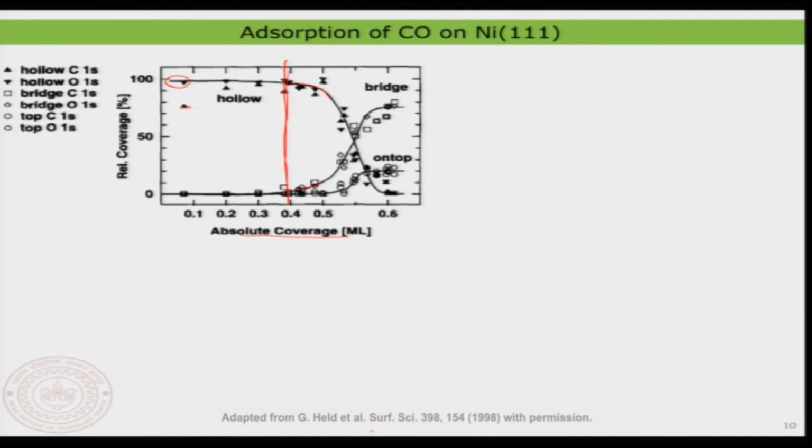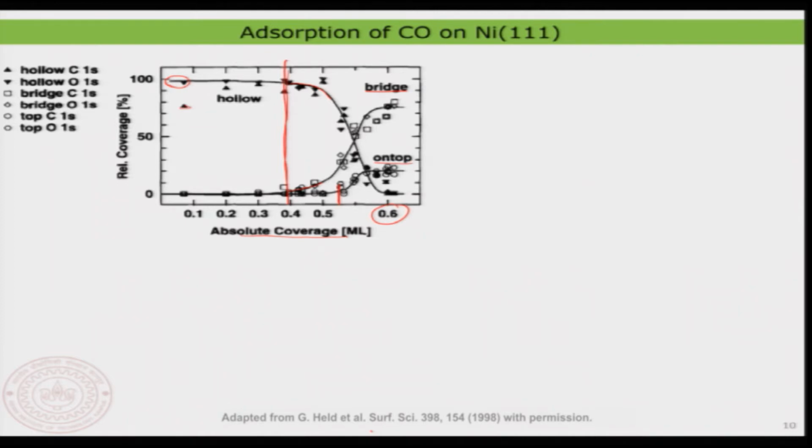Now, as the coverage increases and you reach around 0.55 to 0.6 monolayer, you see the coverage of the top site increasing, and definitely the HCP sites go down. When I reach a coverage of about 0.6 monolayer, in this particular case there is no occupation of the HCP site, and most of the molecules are occupying either the bridge site or the on top site. This is quite spectacular.